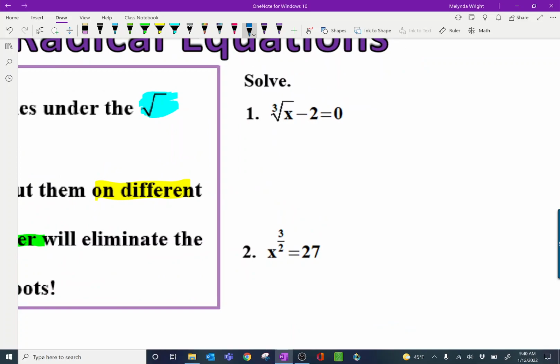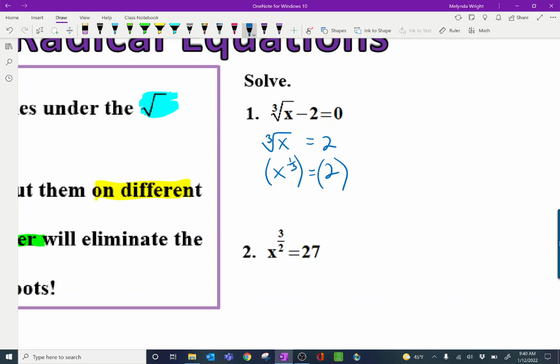We're going to do step number 1. We're going to isolate the radical. Okay, so that would give us, we would add the 2 over, so the cubed root of x equals 2. So now we would be on step 2. We want to raise each side to whatever power would get rid of the radical. Now maybe it's hard to see when it's in radical form, so let's change it to exponential form and see if it's more obvious what I need to raise each side to.